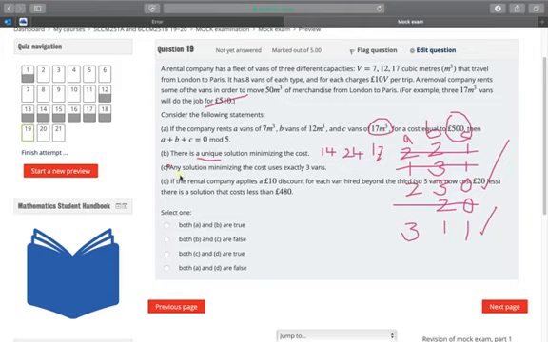We've discovered that there is not a unique solution. A is correct. There isn't a unique solution. Any solution minimizing the cost uses exactly 3 vans. Well, that's not true because these both use 5 vans. You see, the 3 vans was this idea here, but that was really eliminated by the truth of the first statement. So this is false.